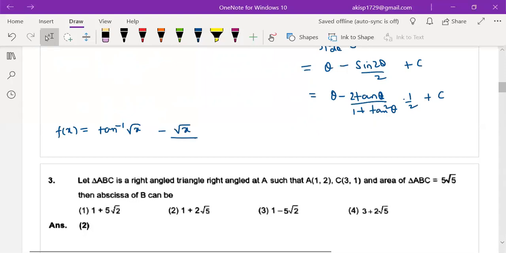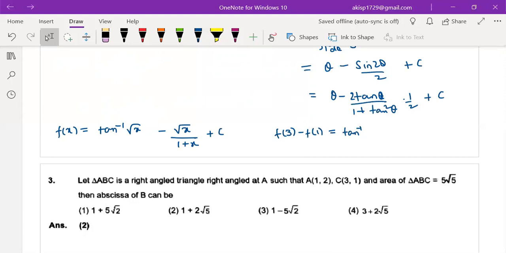The 2 is cancelled, so tan theta is root x by 1 plus x plus a constant. Therefore, f of 3 minus f of 1, the constant will disappear, and we will see that this expression is nothing but tan inverse of (root 3 minus root 3 by 1 plus 3, that is 4) minus tan inverse of (root 1 minus minus 1 by 2).